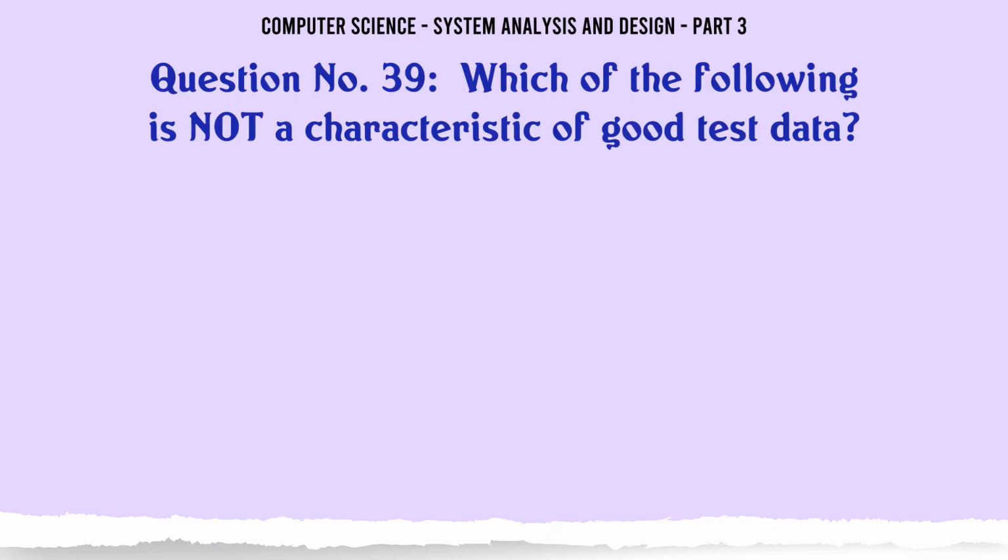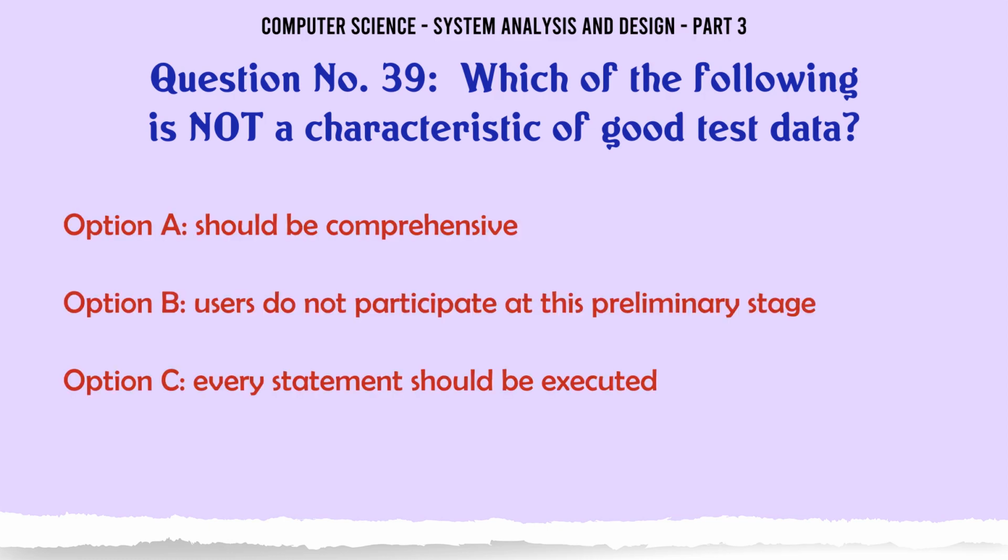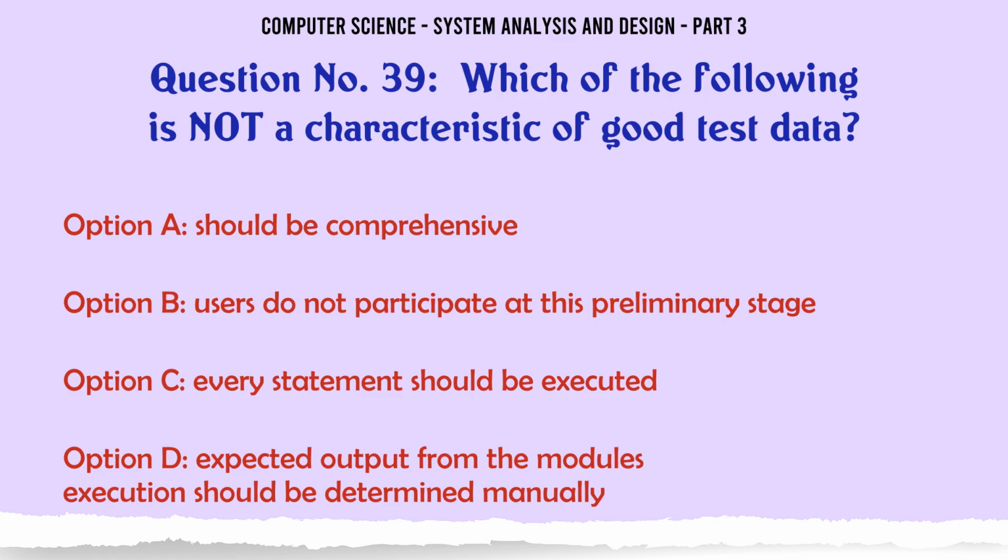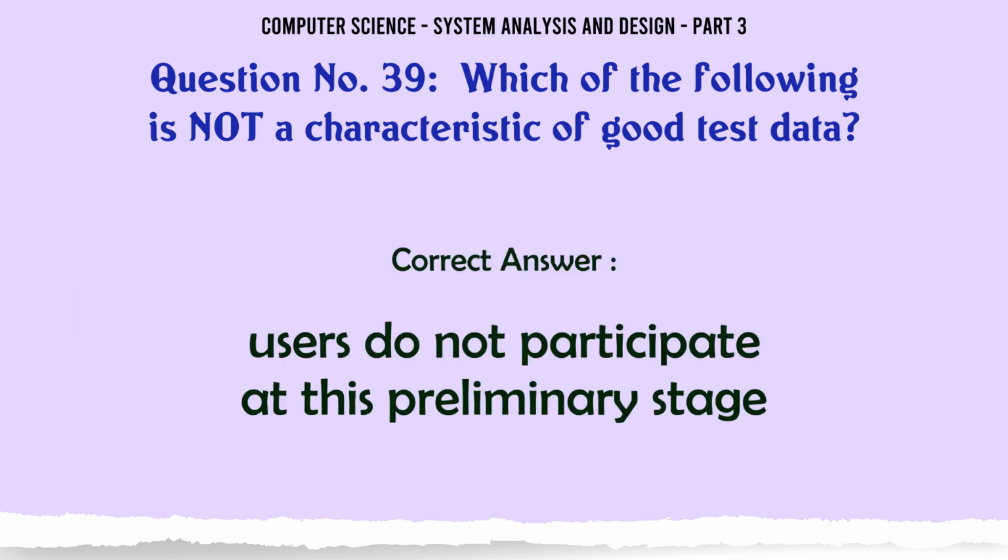Which of the following is not a characteristic of good test data? A. Should be comprehensive, B. Users do not participate at this preliminary stage, C. Every statement should be executed, D. Expected output from the module's execution should be determined manually. The correct answer is users do not participate at this preliminary stage.